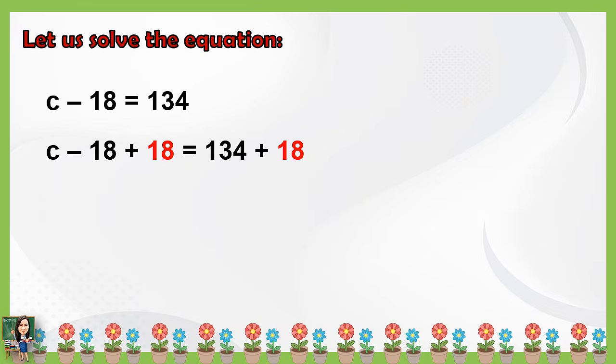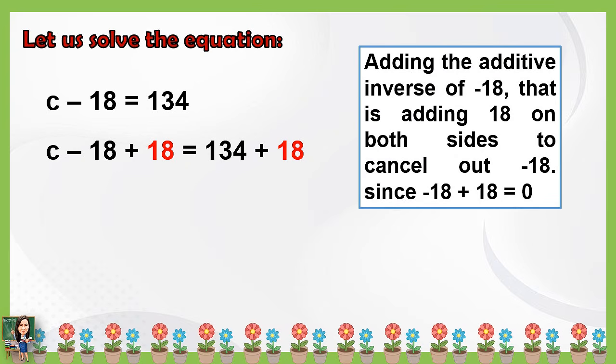Add 18 to both sides. That is C - 18 + 18 = 134 + 18. Adding the additive inverse of -18, that is adding 18 on both sides, cancels out negative 18, since negative 18 plus 18 equals 0. The remaining is C. Then 134 + 18 = 152. So the answer is C = 152.